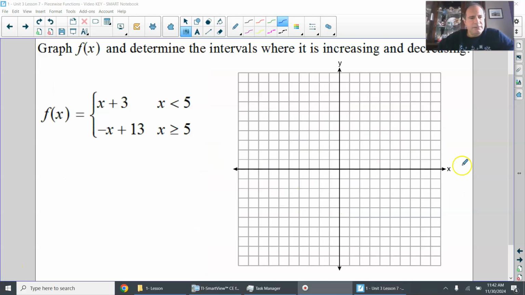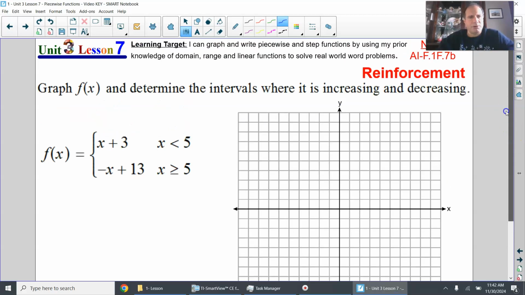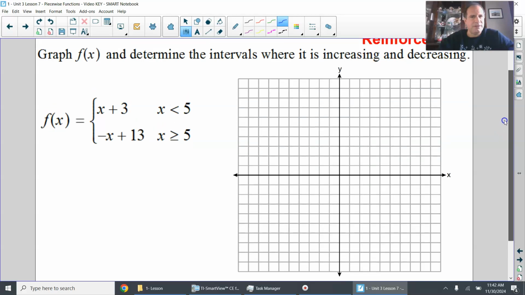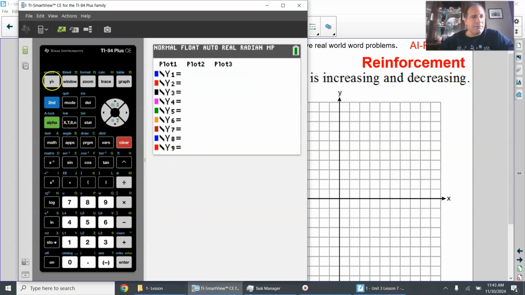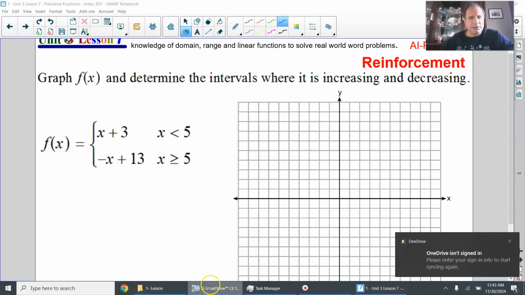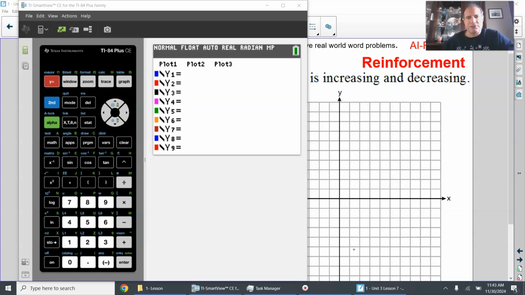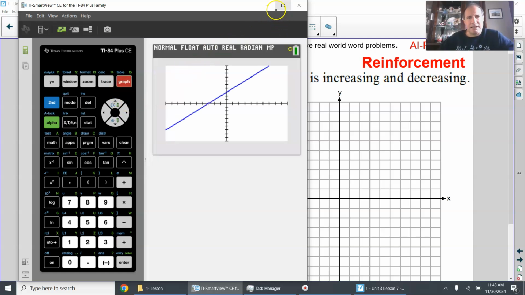Okay, so the lesson is basically finished, but this is reinforcement, and we're just going to go ahead and do that. So we're going to graph these piecewise functions. The first thing we're going to do is use our calculator to graph x plus 3. So we're going to have x plus 3, and we're going to graph it.